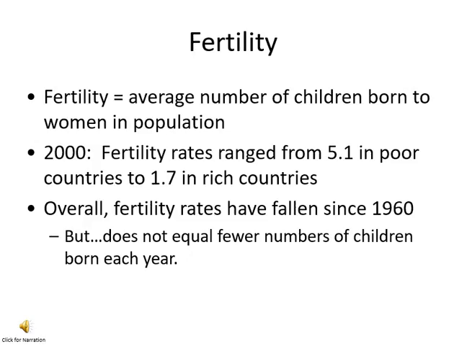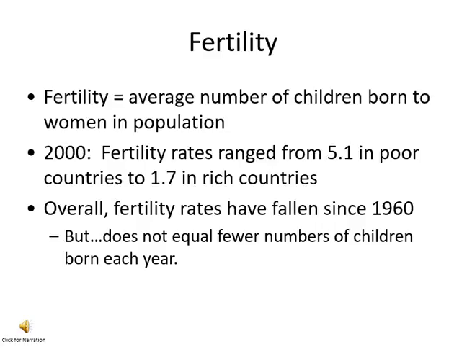A large part of population growth has to do with fertility, which is the average number of children born to women in a population. In the year 2000, fertility rates ranged all the way from 5.1, which is a very high number of children per woman, down to 1.7 in wealthier countries. Development, it turns out, is highly related to the age structure of countries and also to the fertility rate. Overall, fertility rates have fallen since 1960, as has the overall population growth rate, but that does not equal fewer numbers of children due to population momentum.